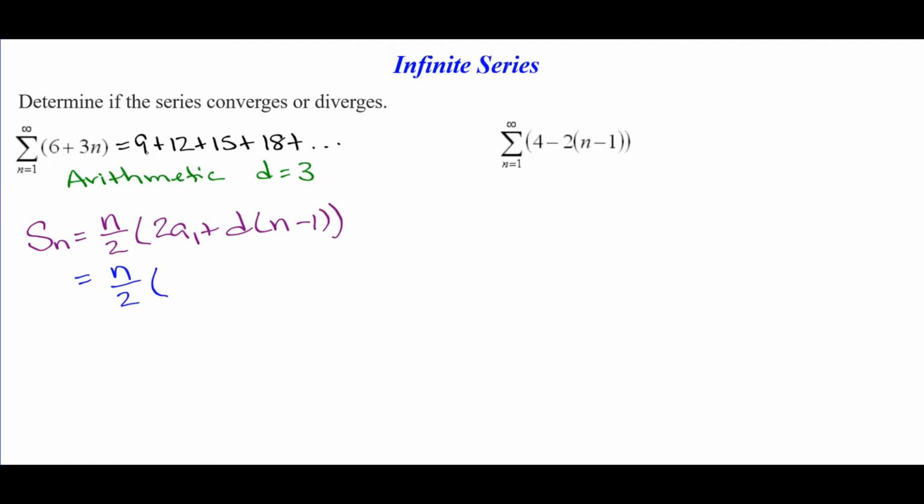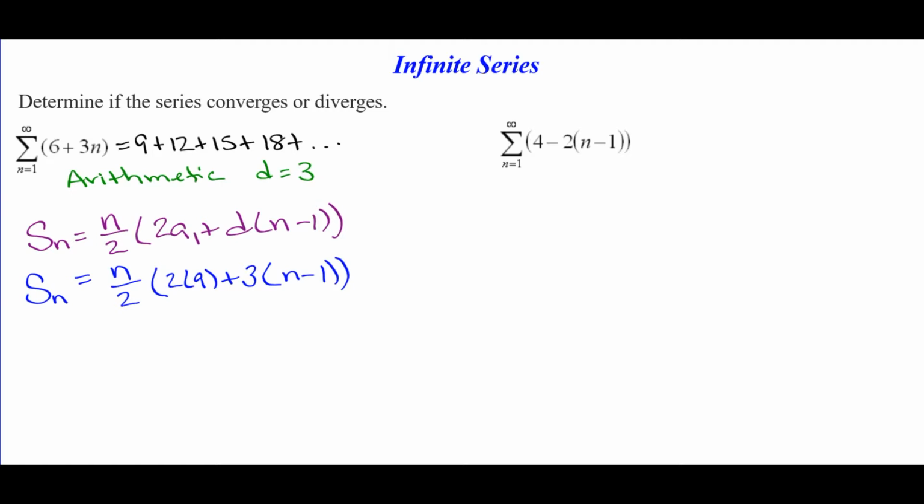2 times the first term, I know my first term is 9, so 2 times 9, plus I know my constant difference is 3, so times 3 plus 3 times n minus 1. So now I have a formula for my infinite summation using the finite summation.